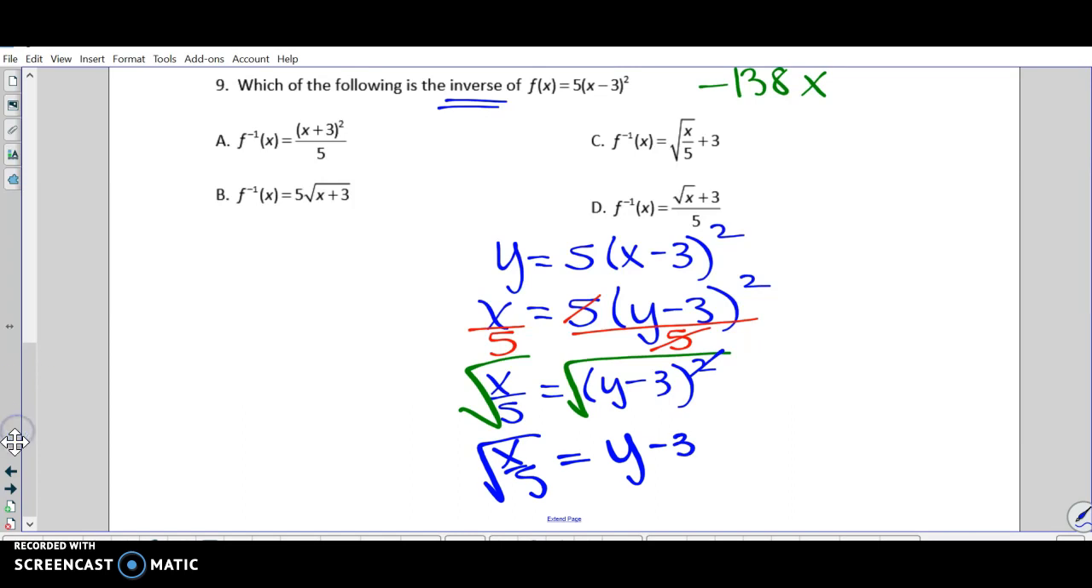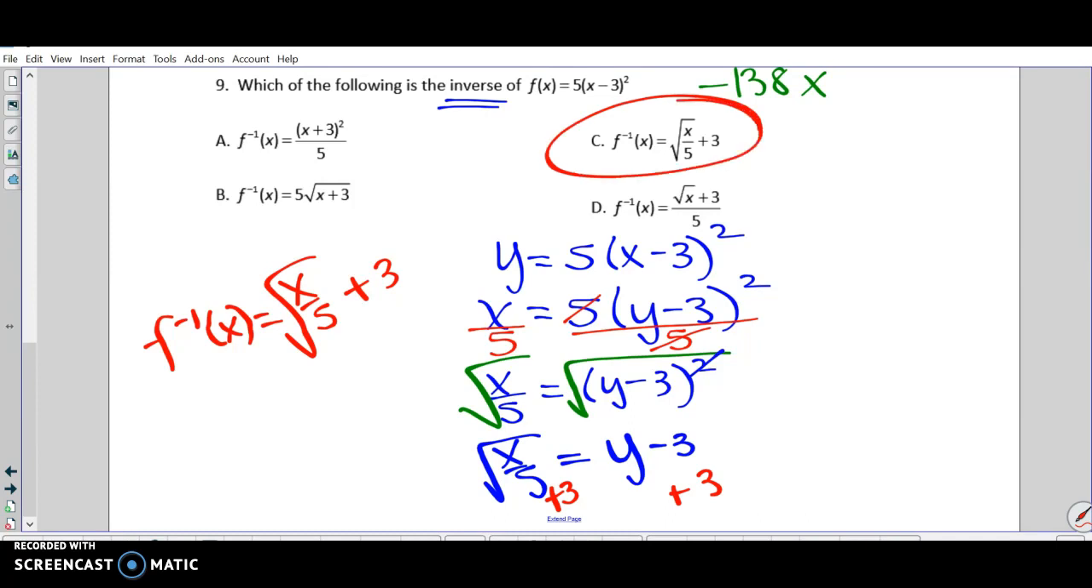So I've almost solved for that new y. The last and final step would be add 3 on both sides. Since 3 wasn't under the radical, he's just got to hang out on the end, giving me f inverse of x, which is your inverse notation, the square root of x over 5 plus 3 at the end. I'm not adding that inside the radical. You cannot do that, which gives me C.